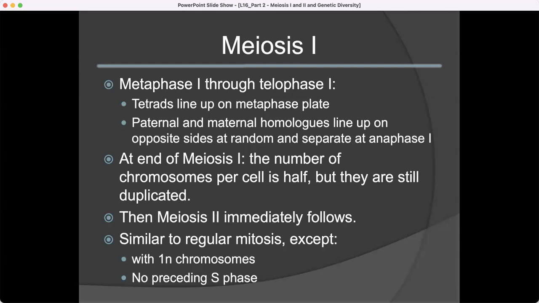Meiosis 1 will then proceed through the following phases. We have metaphase through telophase. However, because we're dealing with meiosis 1, we will refer to them as metaphase 1, anaphase 1, telophase 1.